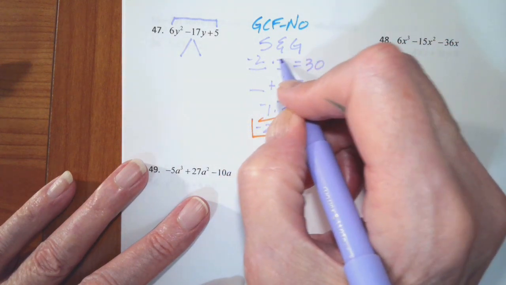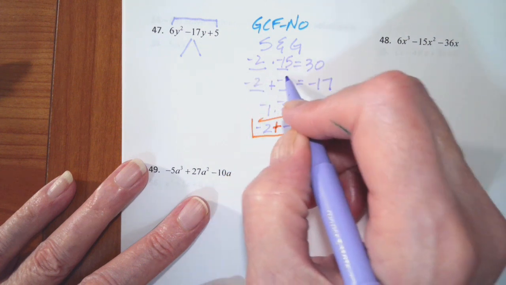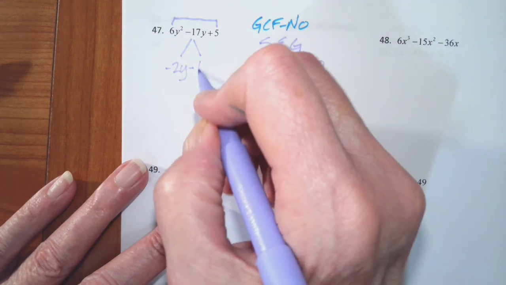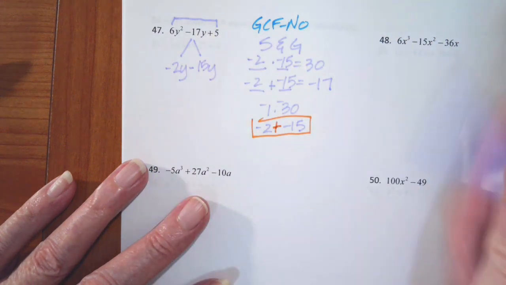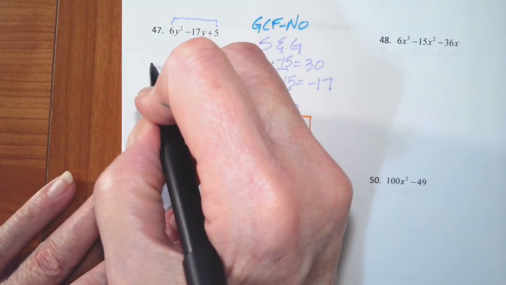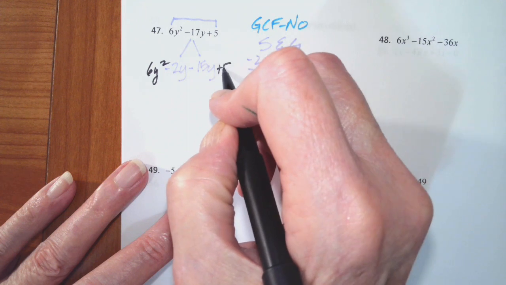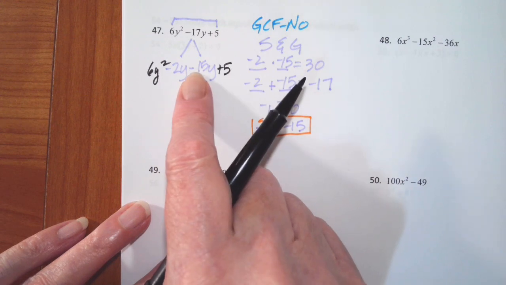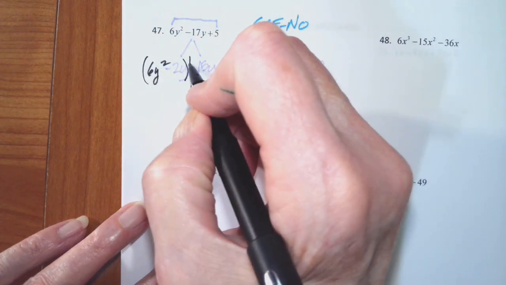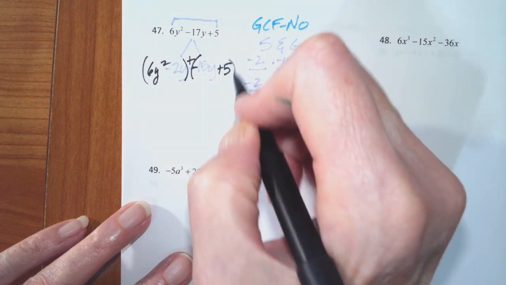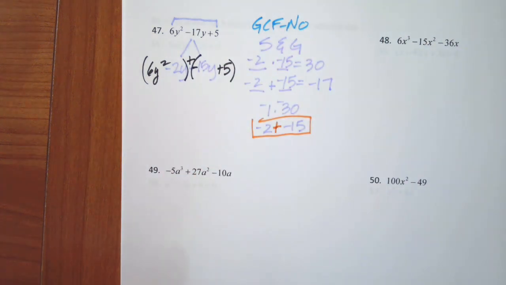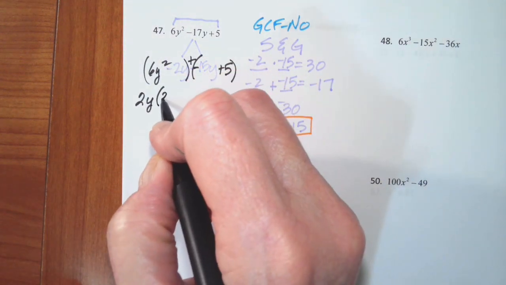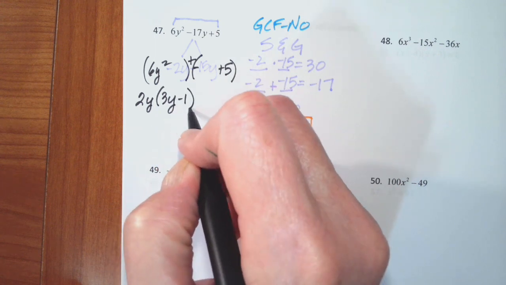So negative 2 times negative 15 is 30. Negative 2 plus negative 15 is negative 17. So that means negative 2y minus 15y is equal to negative 17y. So I bring down my 6y squared, my 5, and I'm ready to group. But I've got this negative sign here in the middle, so I have to think about that. So this is going to be plus negative 15y. Greatest common factor here is 2y, and I'm left with 3y minus 1.